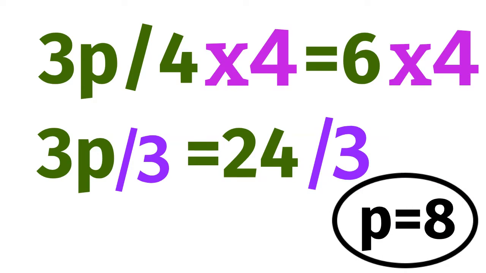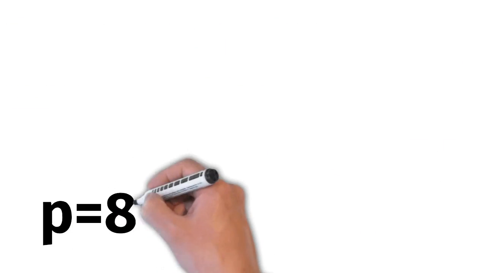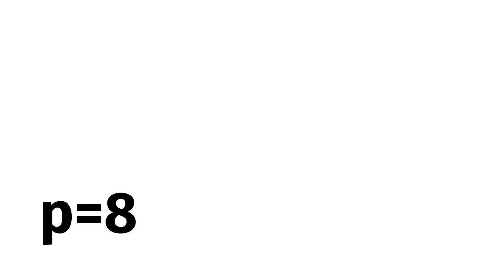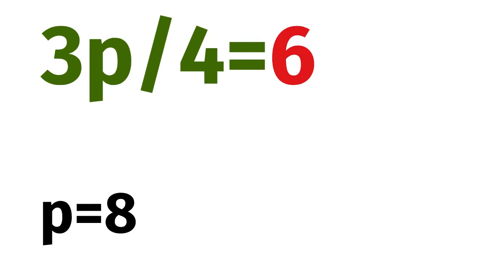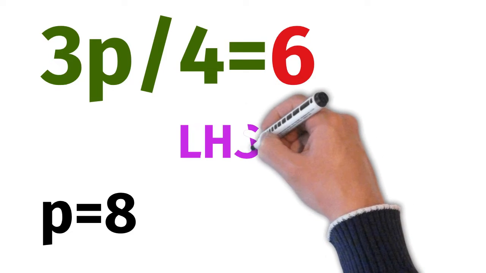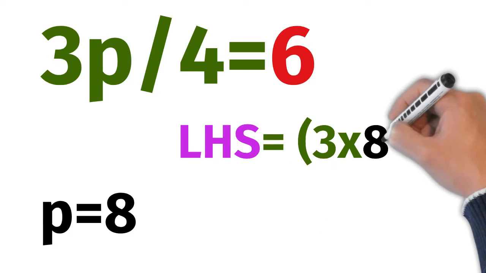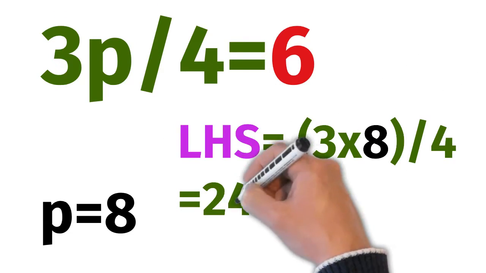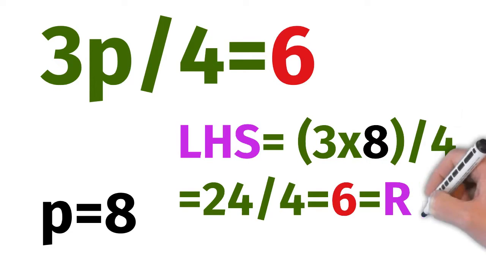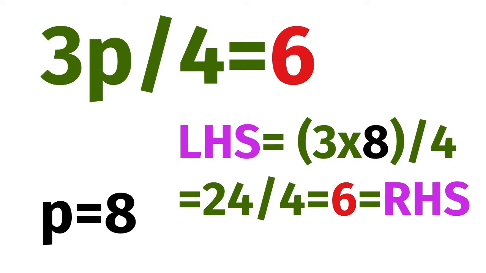We can also check the solution by putting it back into the solved equation. Let's check it in the equation. We got p is equal to 8 as the solution to the equation 3p by 4 is equal to 6. Now putting 8 in place of p, we get LHS is equal to 3 into 8 by 4, is equal to 24 by 4, is equal to 6, equal to RHS. Thus the solution is correct.